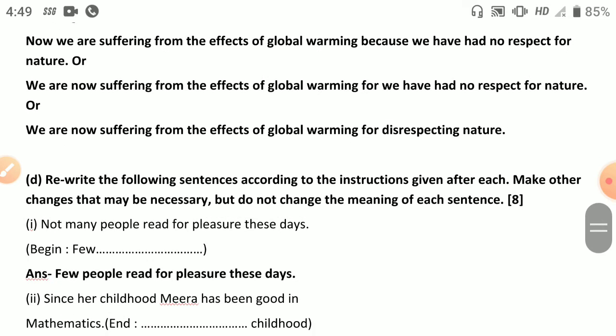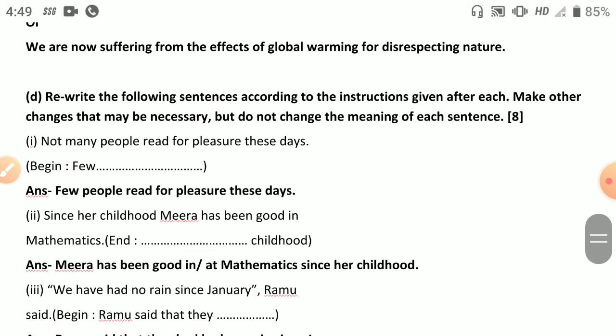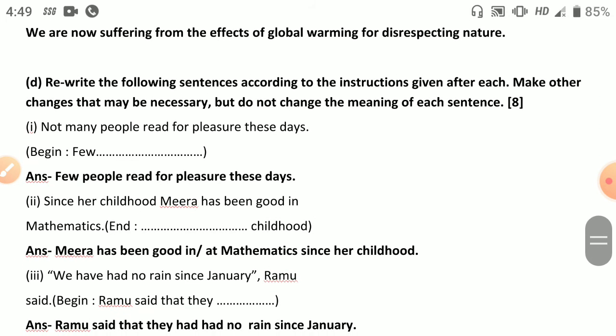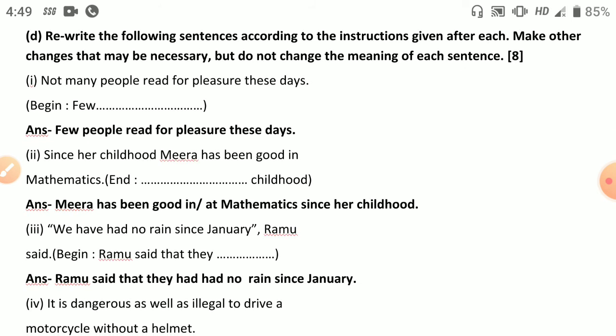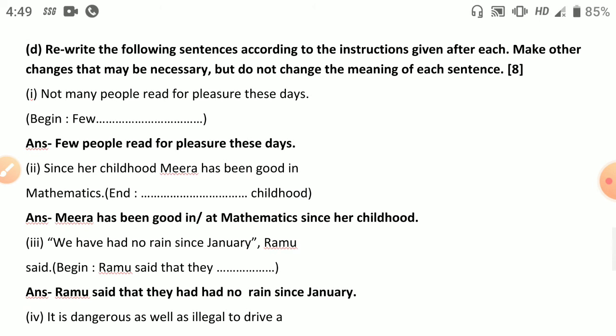Let's go to the last question, where it is 1 mark for each, that is transformation of sentences. First one: not many people read for pleasure these days. We have to begin with "few". So how can we begin? Few people read for pleasure these days. That means not many people read.